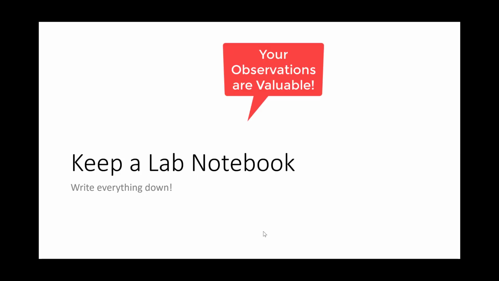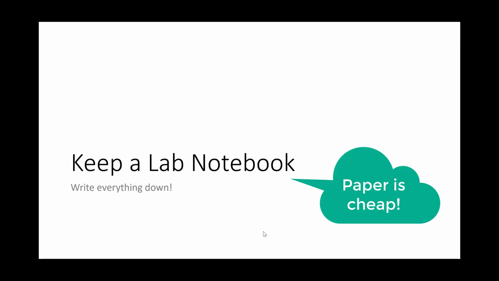Before we get started, I'm going to just remind you of a few things that were absolutely critical as we're moving through any experiment. So first of all, you must keep a lab notebook. The key idea here is write everything down. Your ideas are very valuable, your observations are very valuable, and paper is effectively very cheap. So write your ideas down. They're going to be very helpful for you as you write up your lab report.